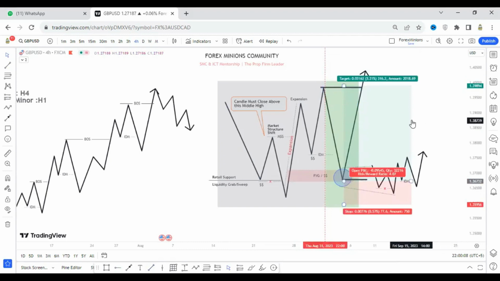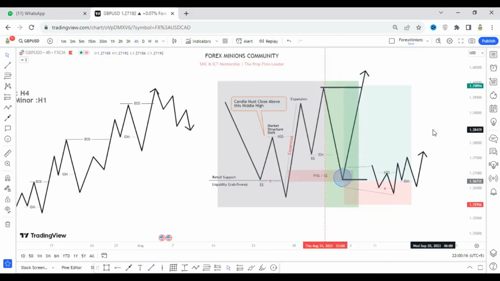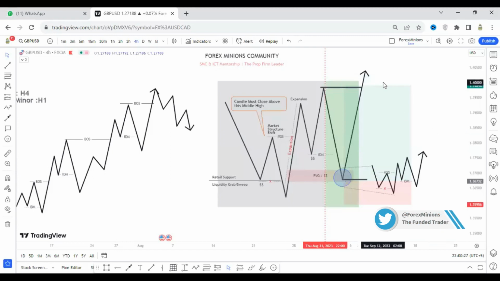So this setup will easily provide you 1:4, 1:3, 1:5 ratios. Hope you have understood this point, how to do scalping. This is the most traded, most successful strategy that I have used and I am still using.